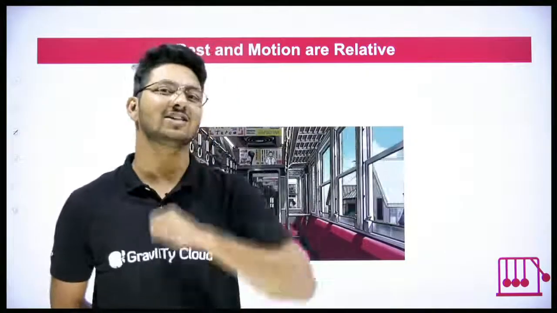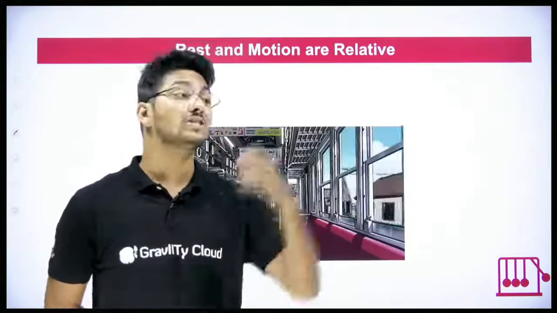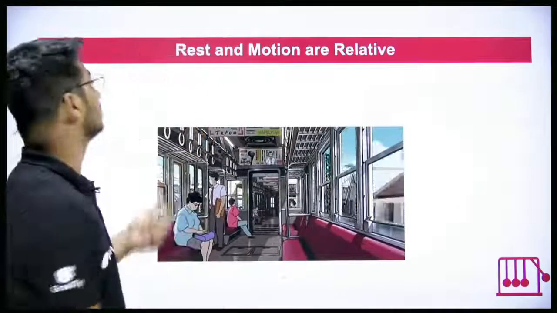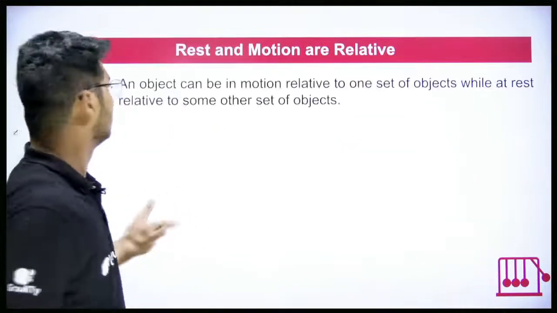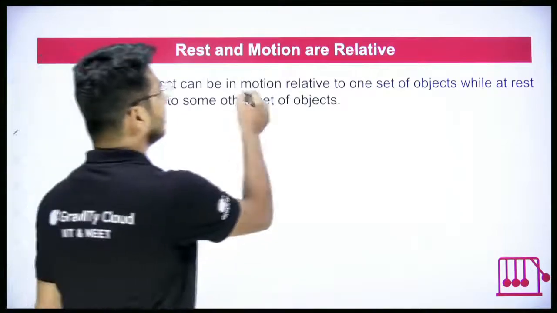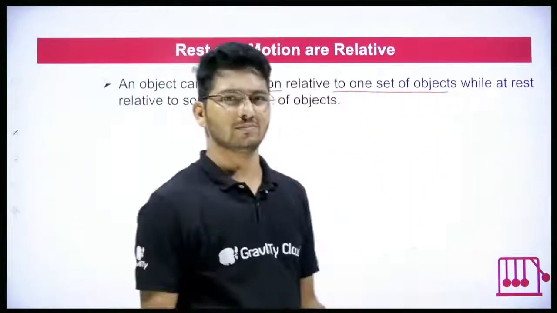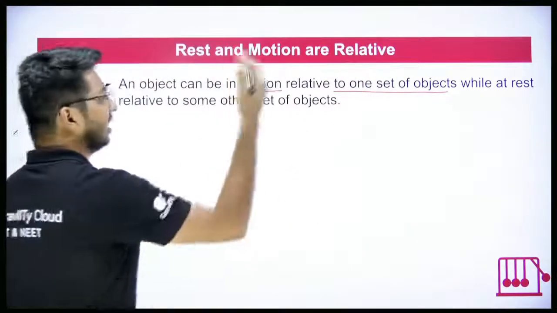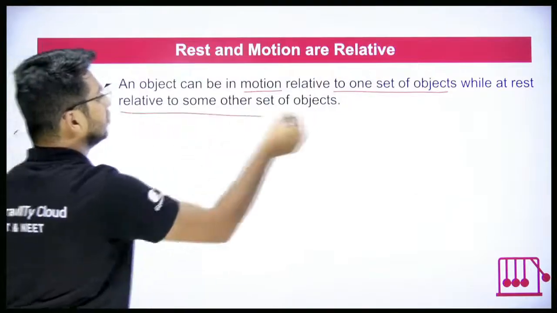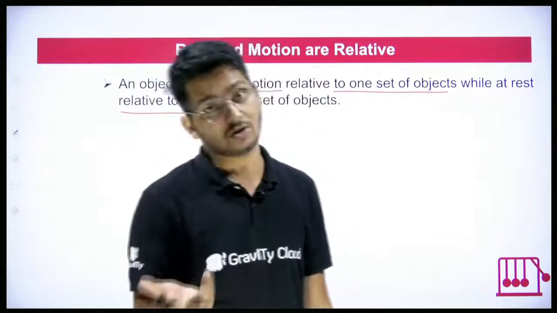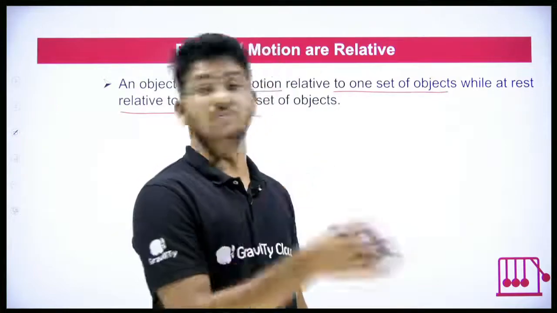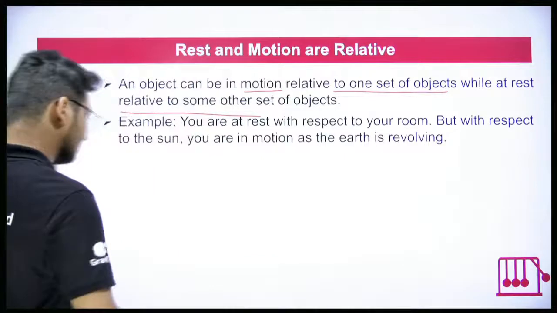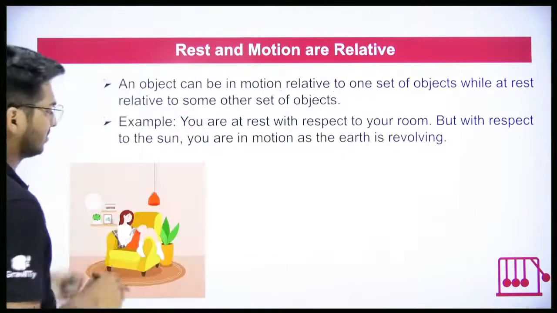So again, motion is what? Relative. It depends on who is watching, who is observing. It depends on the observer. Clear? Understood? So an object can be in motion relative to one set of objects, one type of observers, while at rest relative to some other set of objects. It depends on which object is observing. Clear? Okay.